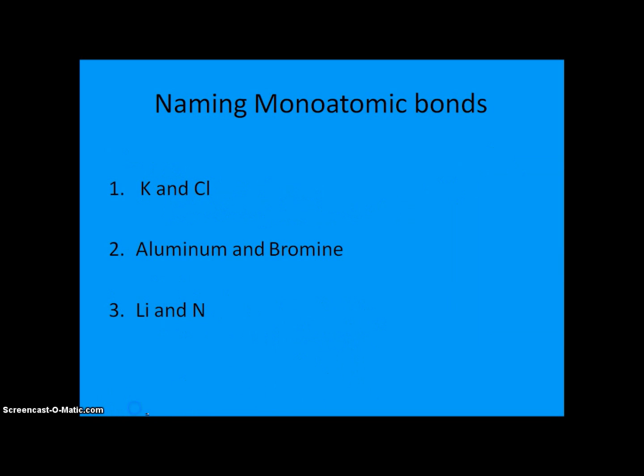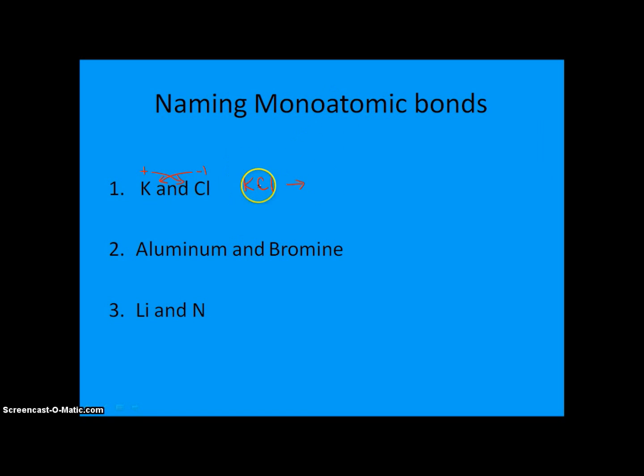So let's go ahead and practice this. If you have K and Cl, let's write the formula first. K is what element? Potassium, and it's in group 1, so it's a positive charge. Chlorine is in group 7, so it has a negative 1 charge. Crisscross, we do 1 for each. We just have KCl.